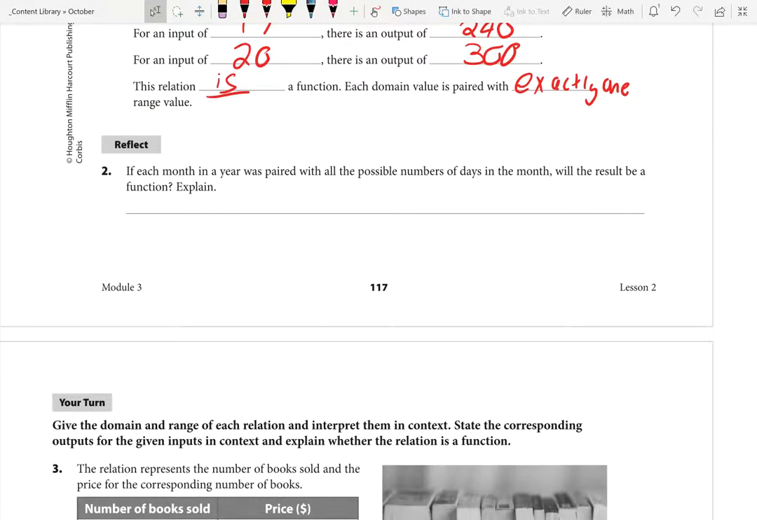If each month in a year was paired with all the possible number of days in the month, will the result be a function? This is actually kind of interesting. I think the answer is no. What does the book say? I'm kind of curious what the book says.